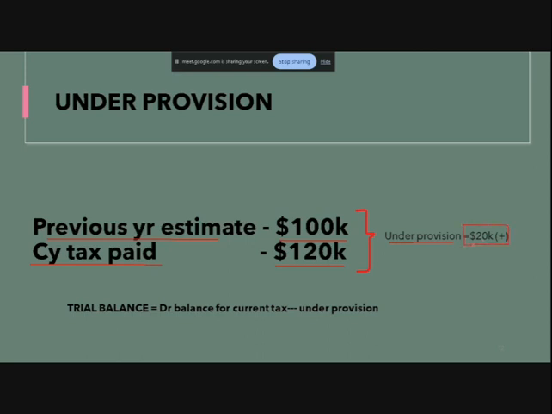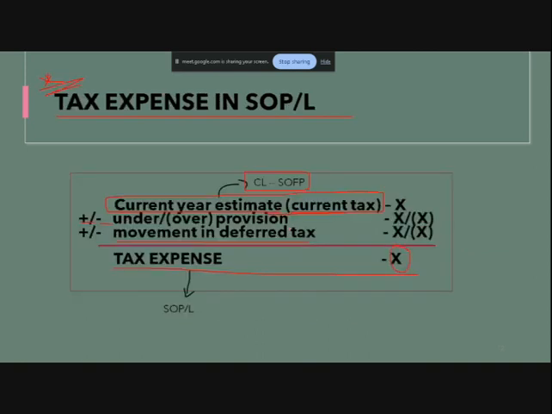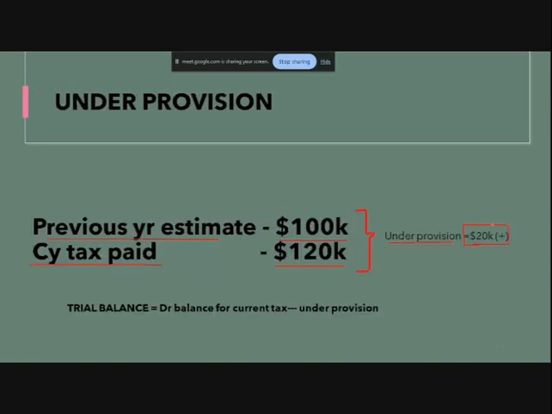So if you look at the equation, under provision should be added. So here we'll add 20K dollars. Understood? So under provision, what will we do? We'll add it in the equation. And now, I told you current year estimate will be given, right? How about under provision and over provision? For that, you will have to look at the trial balance.